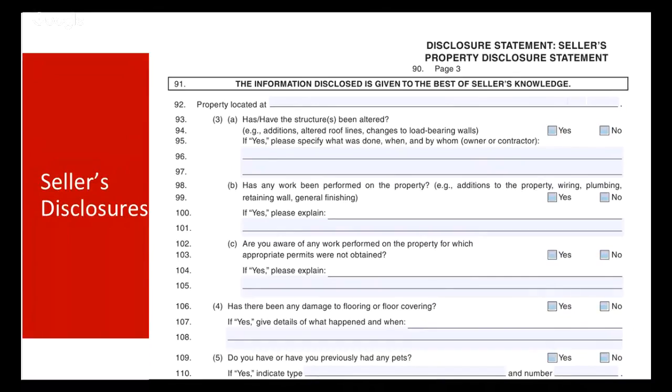Has any work been performed on the property? Again, additions, wiring, electrical work, plumbing, things of that nature. Are you aware of any work performed on the property for which appropriate permits were not obtained? This is a huge one.